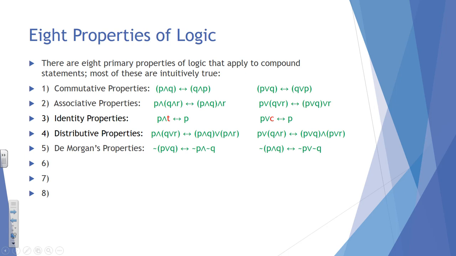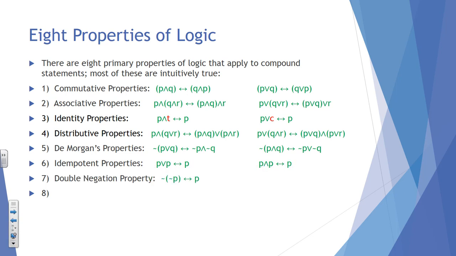So that rounds out the last of our 8 properties of logic. Property 6 was the idempotent property, which shows that repeating the same statement with conjunction or disjunction is equivalent to the original statement. The double negation property says that if we negate a statement twice, it's the same as the original statement. And as we just saw, our contradiction and tautology statements.